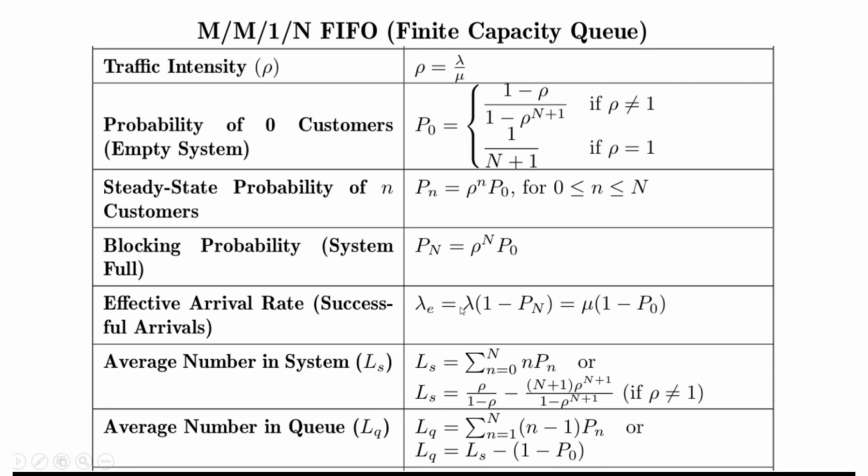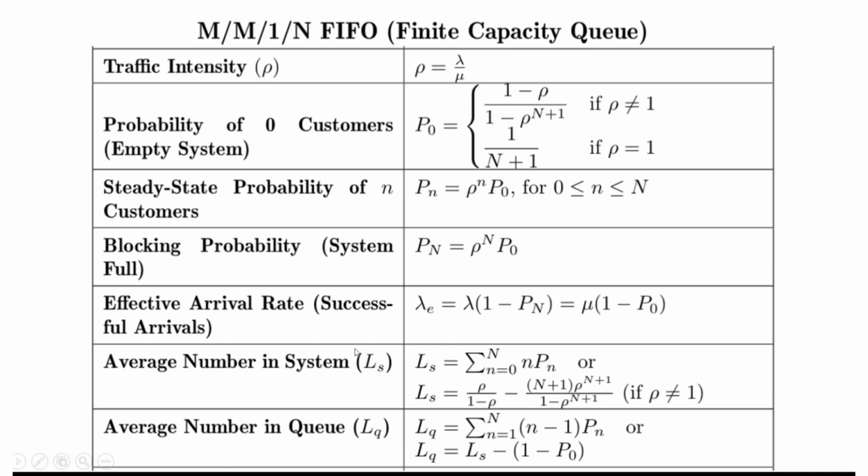Lambda e is lambda times 1 minus Pn, where Pn is the blocking probability, or you can use the second formula, mu times 1 minus P naught. So generally, based on how many arrivals you have, we have the departures. In this context effective arrival rate is computed. Average number in the system, Ls, is the formula. It means the average number of customers in the whole system, that means those in the queue as well as those in the service.